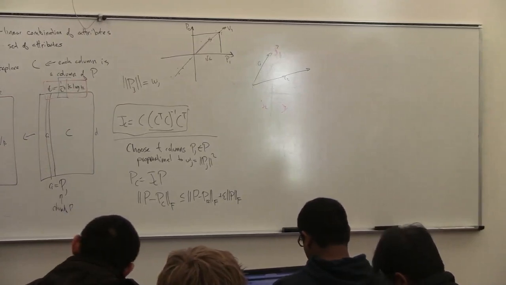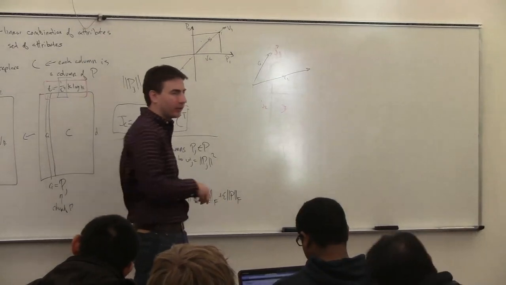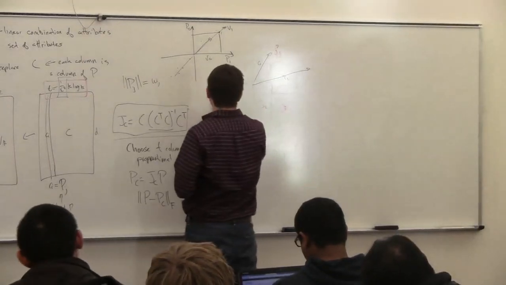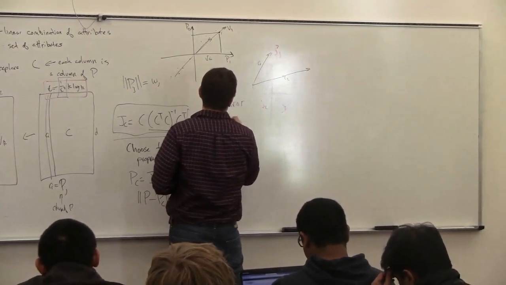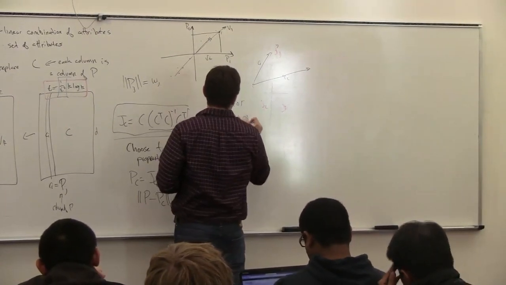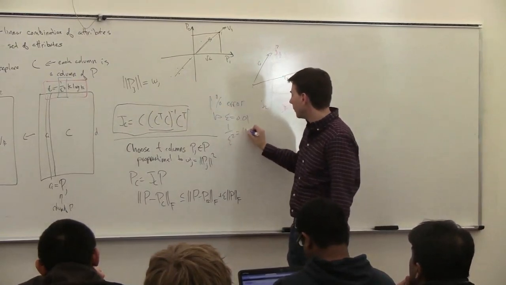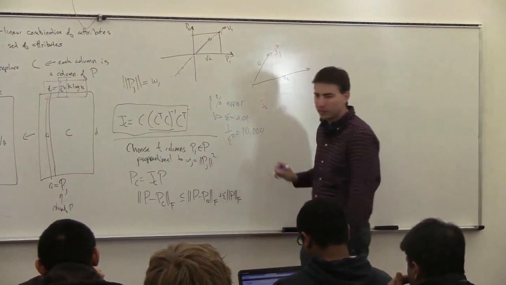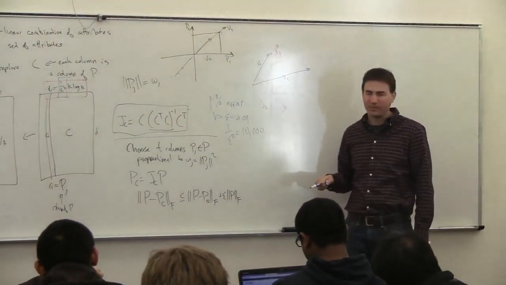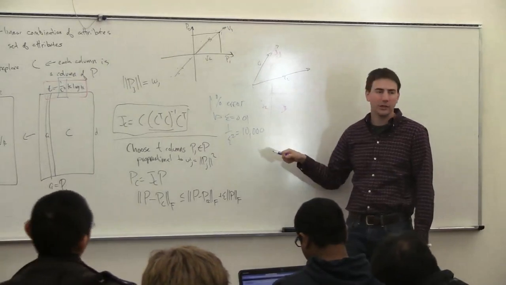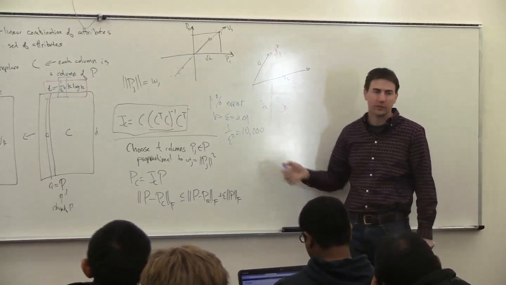If you want 1% error in this Frobenius norm, so 1% error leads to epsilon equals 0.01, and that means 1 over epsilon squared is going to be 10,000. So this is pretty big. In practice, usually you don't need quite this many samples to get it. This is not practical by itself.